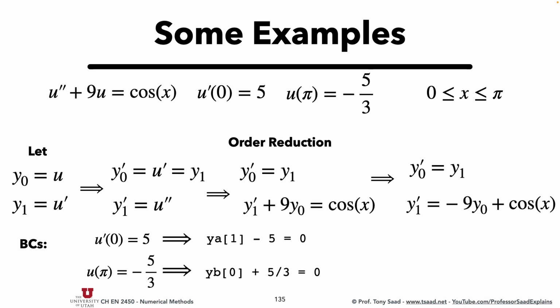So y1 prime is u double prime, but notice I have u double prime up there. So if I take my ODE and plug it in, I get y1 prime, that's u double prime, plus 9u, but u is y0. So you get 9y0 equal cosine x. And there you go. I have my two first order ODEs. y0 prime is y1. y1 prime is minus 9y0 plus cosine x. Seems like magic. It's just reassigning names.